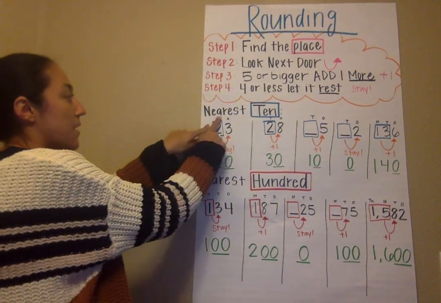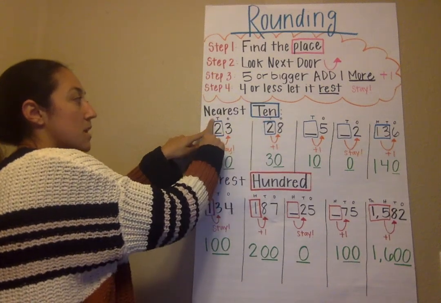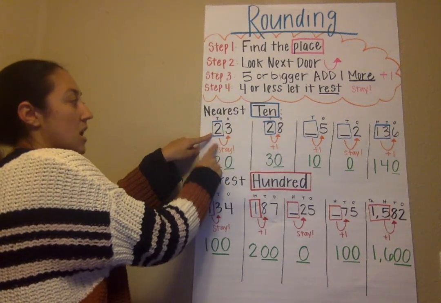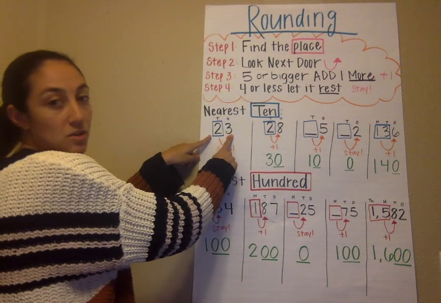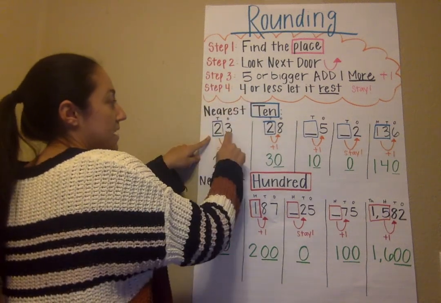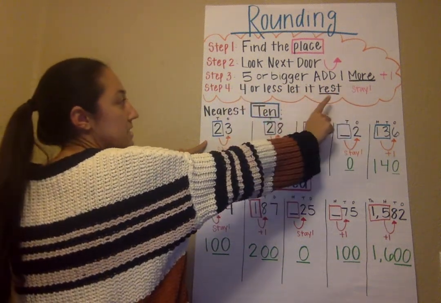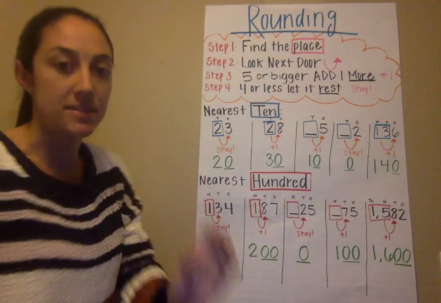So if I box my 2, because I'm rounding to the tens place, so I box the number that's in the tens place. I draw an arrow to my neighbor next door, which is 3. Third step, if your neighbor is 5 or bigger, you add 1 more. If it's 4 or less, you let it rest and you write stay.